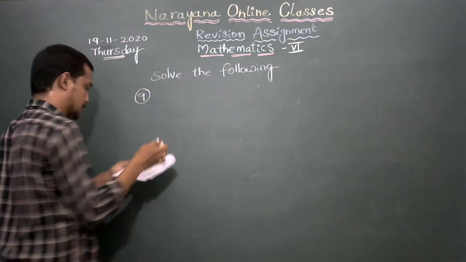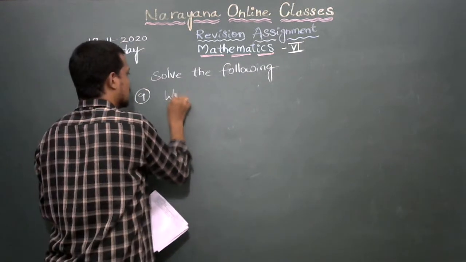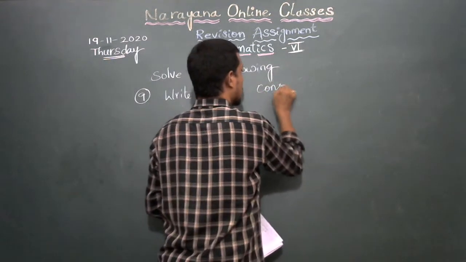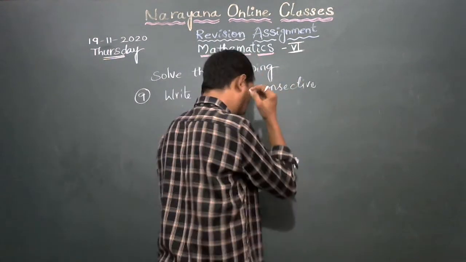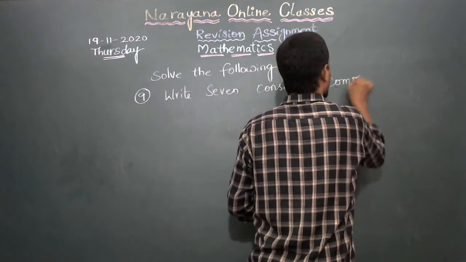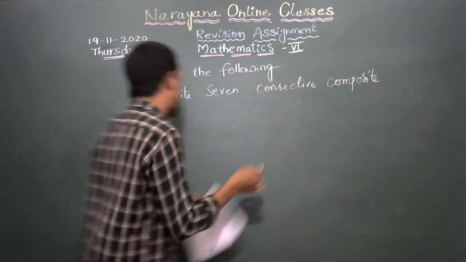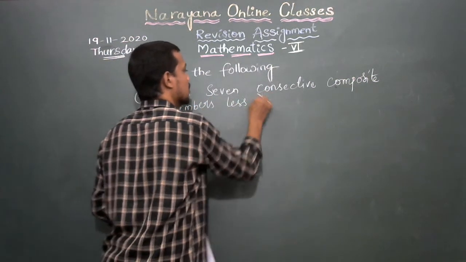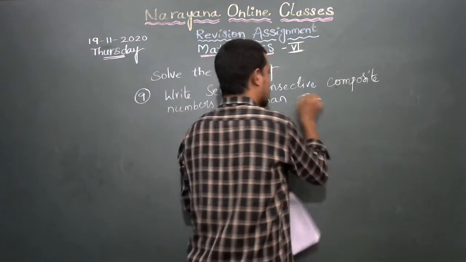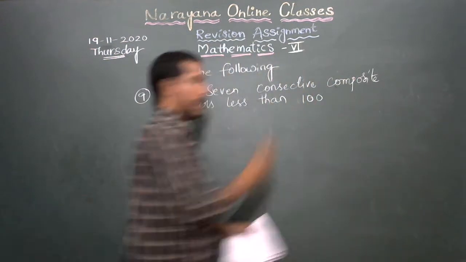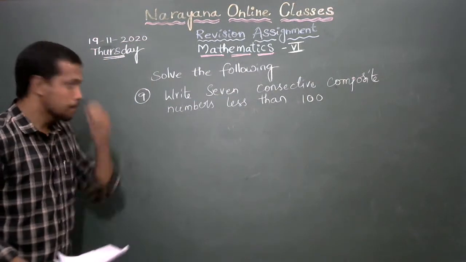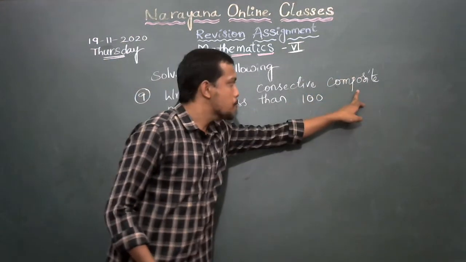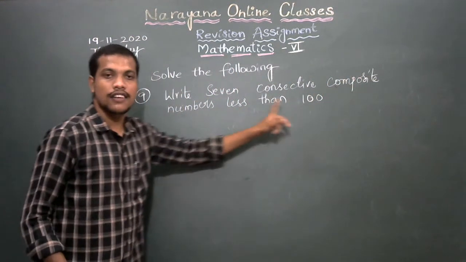Now ninth one. Write 7 consecutive composite numbers less than 100. So what is the question? Write 7 consecutive composite numbers less than 100.